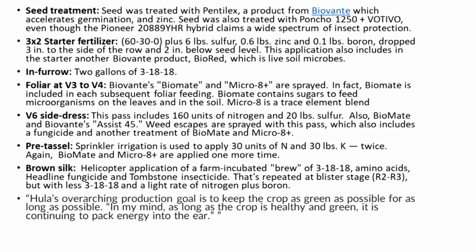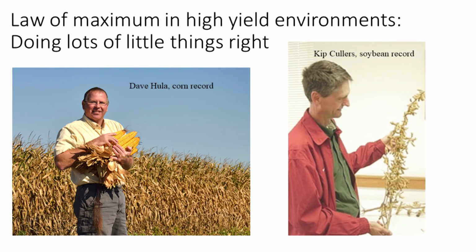So after reading through these slides, it's pretty apparent that what Hula is doing to get that 500 bushels is adjusting multiple different factors by just a little bit. On these high yield contest winners' farms, there's probably not one major limiting factor. They're adjusting multiple things a little bit, and that's creating a multiplicative effect.